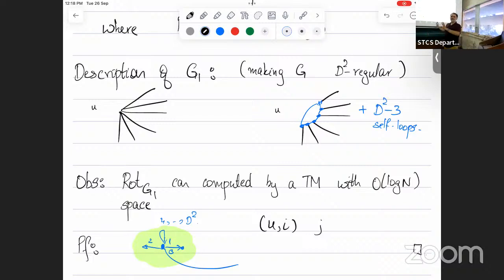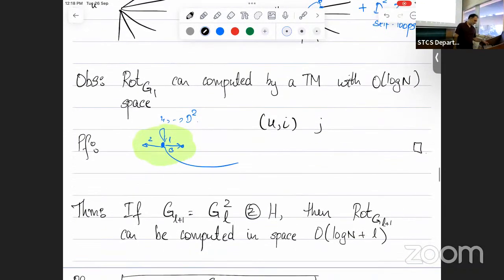So there's nothing spectacular happening here. It's just a simple description of what you do if you were to compute edge relations on this new graph. Obviously, it's a very local operation. So if I ask you for your neighborhood relation, it's also a local computation. It's easy for you to verify that this takes order log n space in the Turing machine description that we get. Okay, good. So this is done.